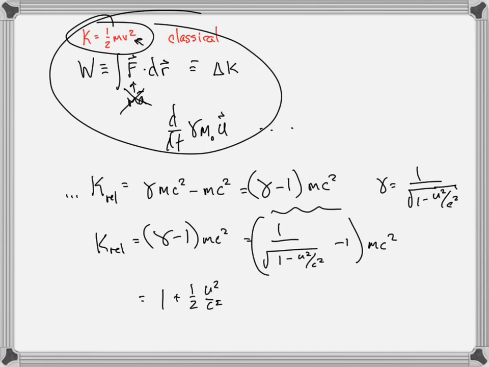So this is the approximation, minus 1, times mc squared. All I did was the binomial approximation, because u is much, much less than c. If we're not in the relativistic realm, u is much, much less than c.